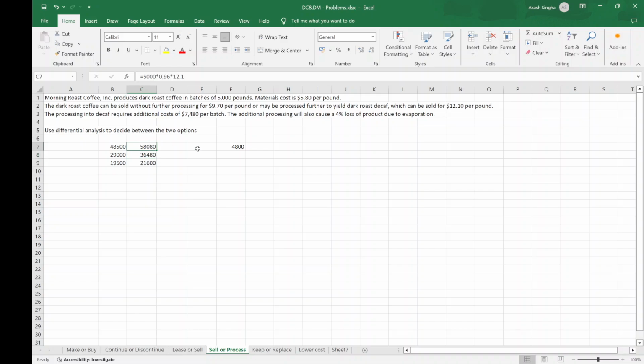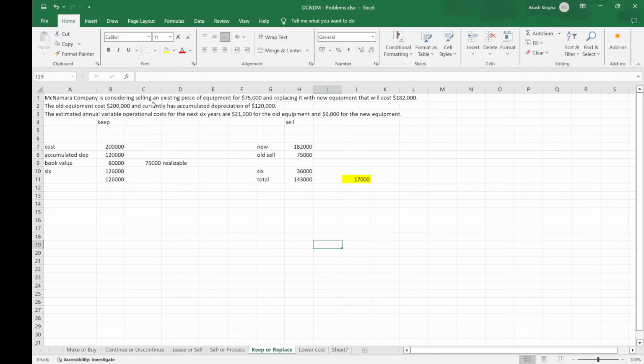equals 58080. Now the total cost is 5,000 into 9.7, sorry, 5,000 into 5.8, and plus 7480, which is this much. So the profit is higher, so this one, the decaf one.